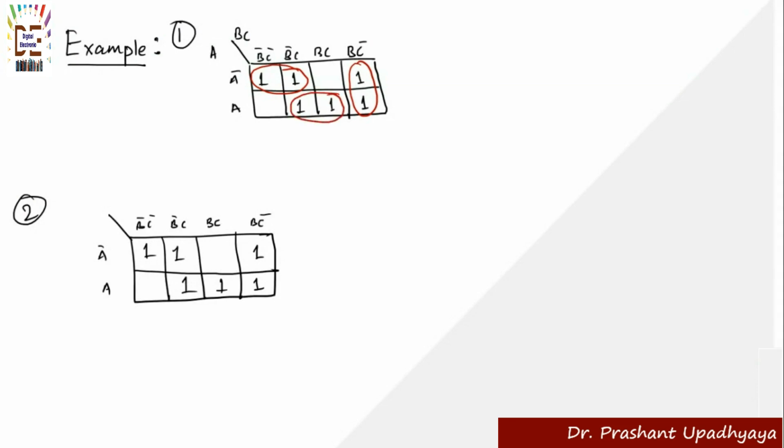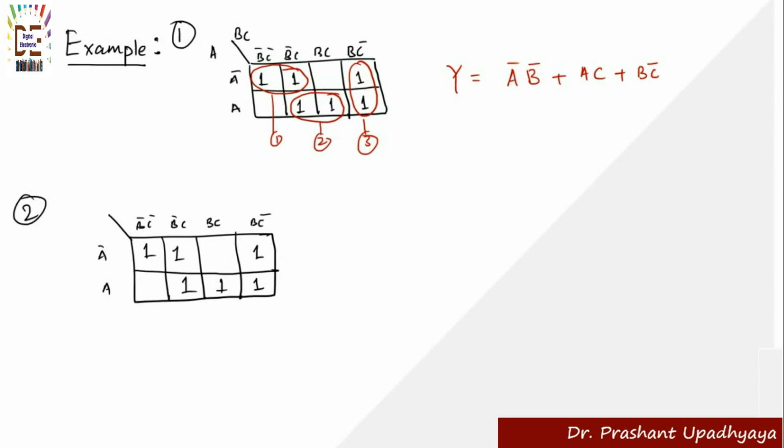So what will be my answer? My answer will be Y equal to, if I take the first one, A bar B bar. If I take the second one, my answer will be A C, and for the third one, my answer will be B C bar.